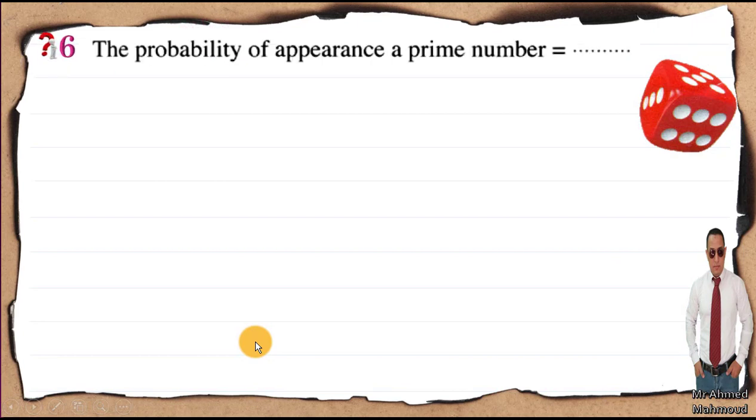Number 6, the probability of appearance of a prime number. I'm going to call this one F. F includes the prime numbers. Remember with me the prime numbers 2, 3, and 5. Here I have 3 out of 6, which is 1 over 2.